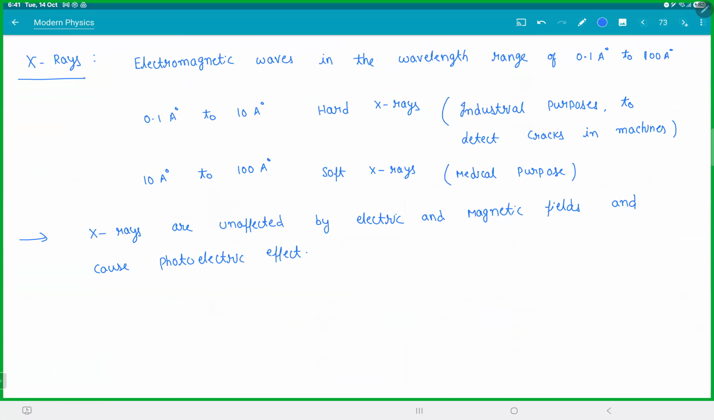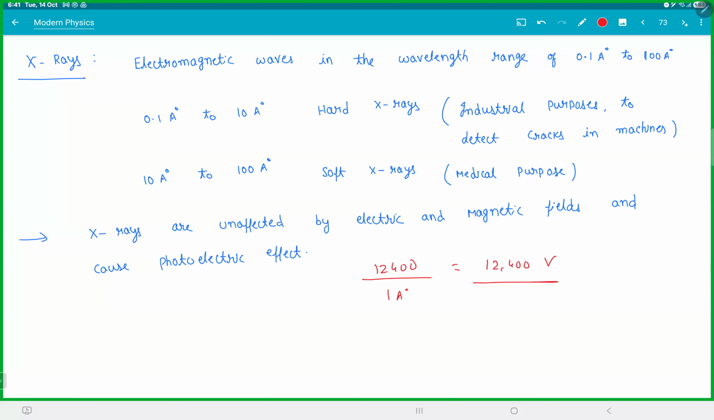So what are X-rays? X-rays are simply the electromagnetic waves in the wavelength range of 0.1 to 100 angstroms. If you remember, 4000 to 7000 is the visible light. So 0.1 to 100 angstroms is the X-rays. 0.1 to 10 angstroms is called hard X-rays. Right? These have more energy. Just think about it. If you take even 1 angstrom, you know how much energy is that? 12400 by 1 angstrom, that is 12,400 eV or 12,400 volts.